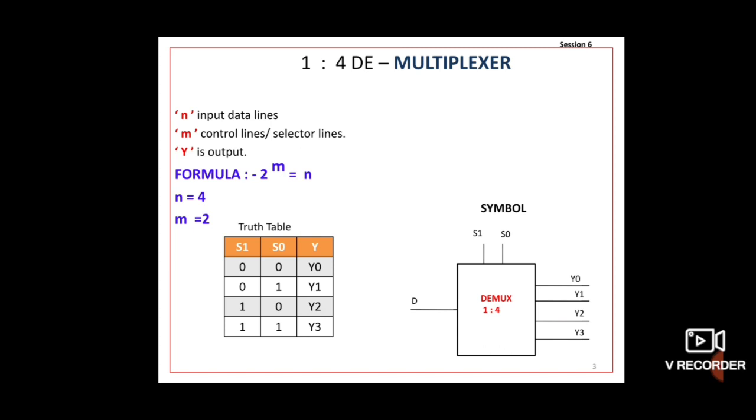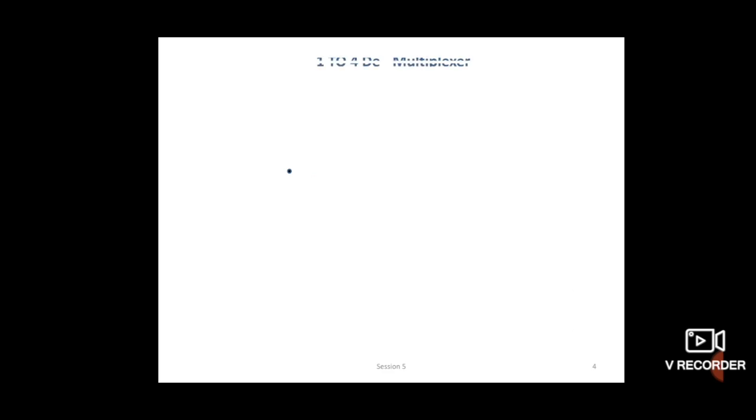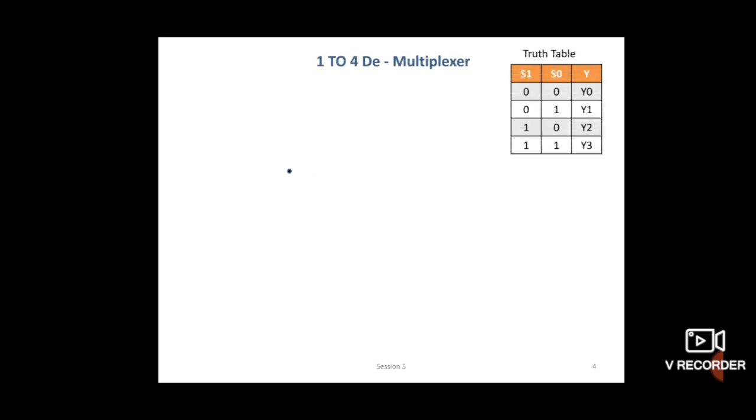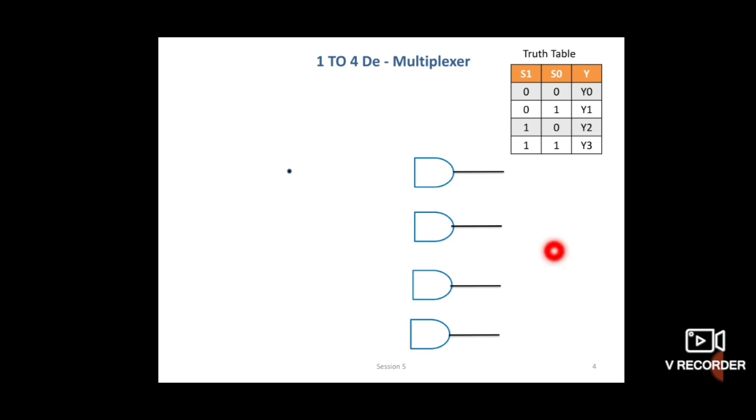Now see the logic diagram of this 1 to 4 demultiplexer. This is the truth table for it. For a 1 to 4 demultiplexer, we require 4 AND gates and only one data input line. This is the data input line.